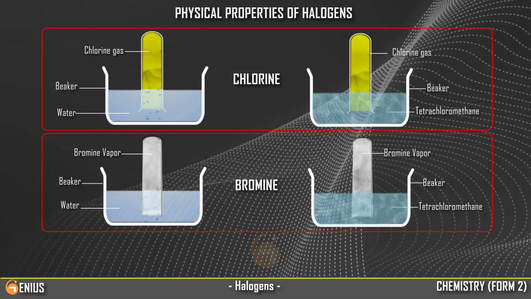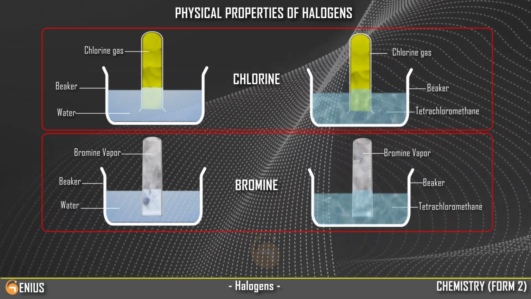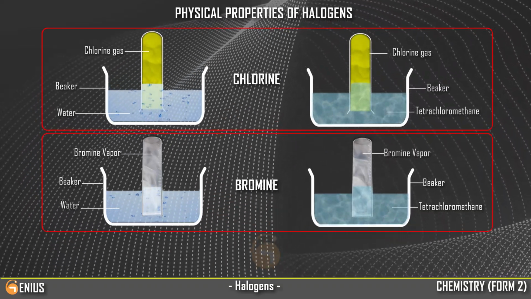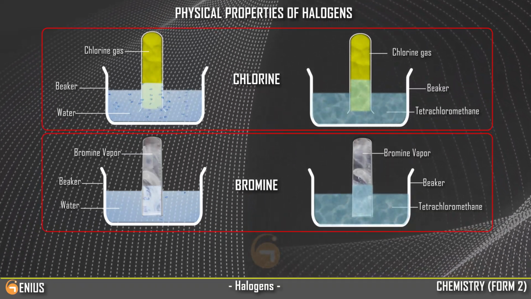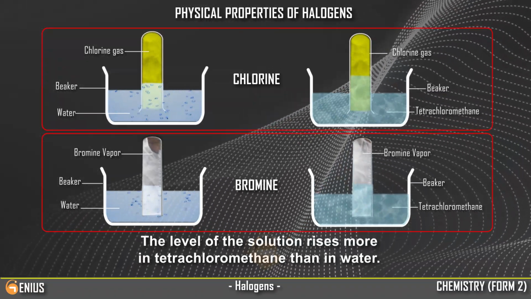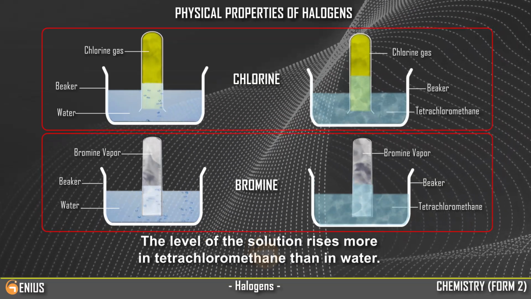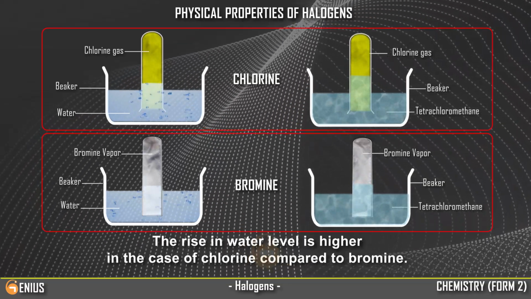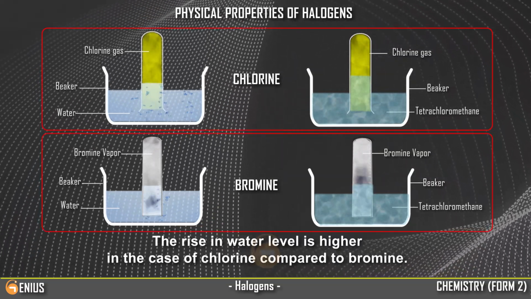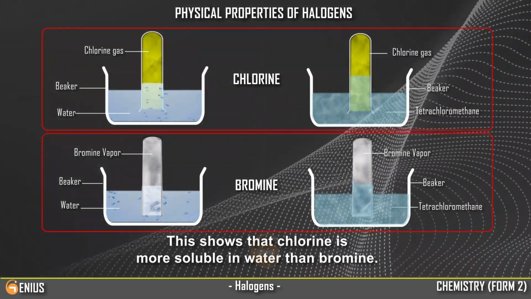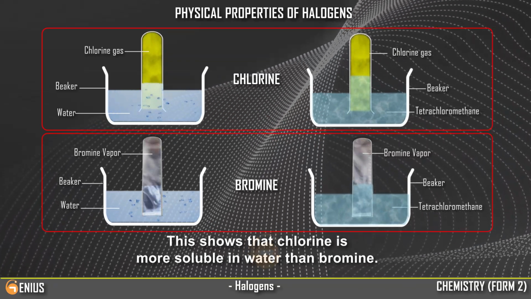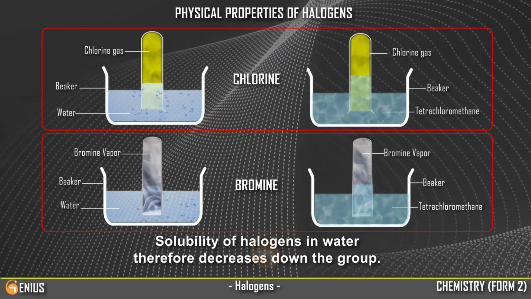When a boiling tube containing chlorine gas or bromine vapor is inverted in water or tetrachloromethane, the level of the solution rises in the boiling tube. The level of the solution rises more in tetrachloromethane than in water. The rise in water level is higher in the case of chlorine compared to bromine. This shows that chlorine is more soluble in water than bromine. Solubility of halogens in water therefore decreases down the group.